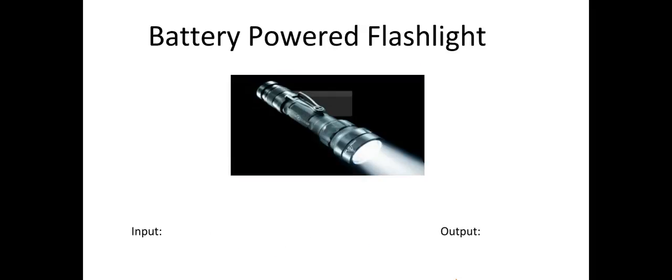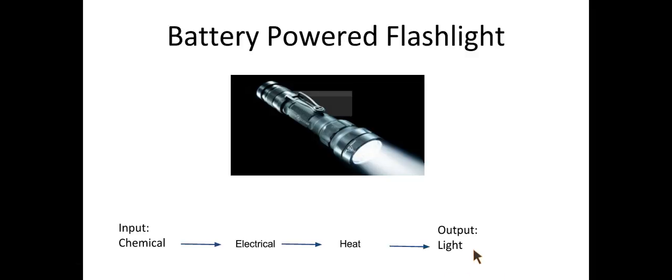Okay, and final example, a battery-powered flashlight. So what does it take to make this flashlight work? Obviously a battery. And as we talked about earlier, whenever you see a battery, you should automatically think chemical energy. And the purpose of a flashlight is so that we can see. So we know the output energy is going to be light energy. But let's think about what's happening in between there. So chemical energy is our input energy, light is our output.